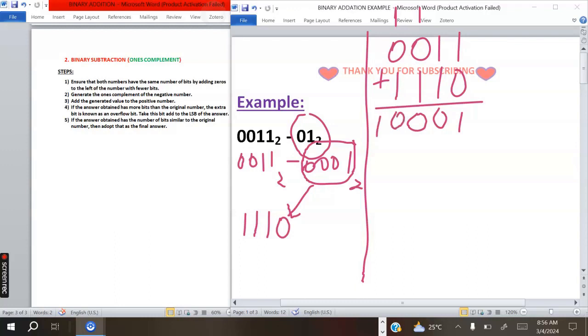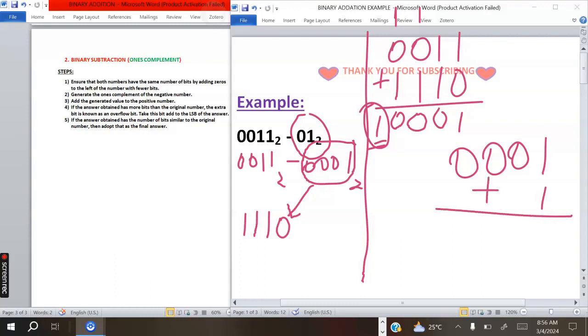Now that takes us to rule number four: if the answer obtained has more bits than the original number, the extra bit is known as the overflow. So this is our overflow. Now you take this one and add it to the bits. So the answer, which is this one, I will add to 0 0 0 1, the answer that we had in our previous case on the top here, together with the overflow.